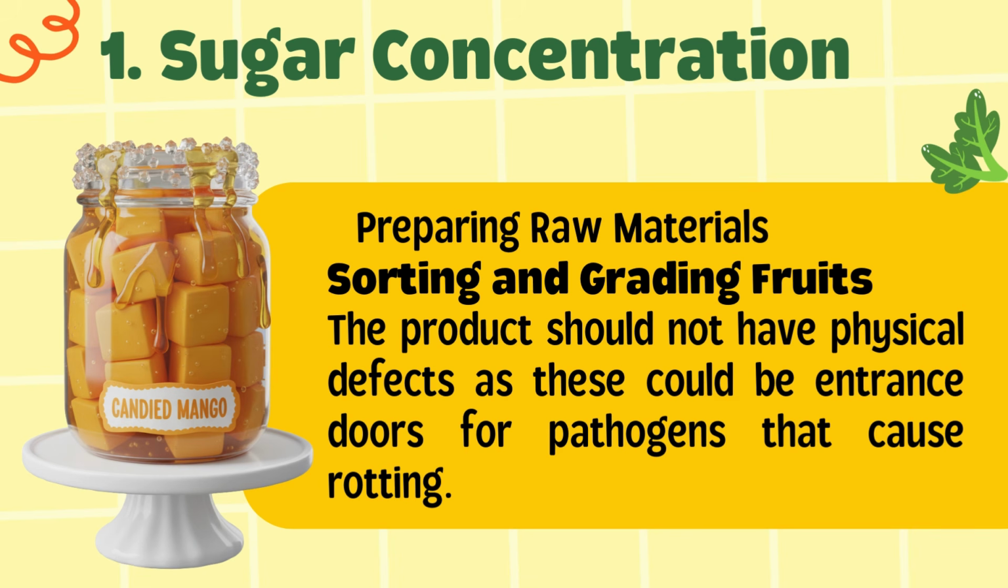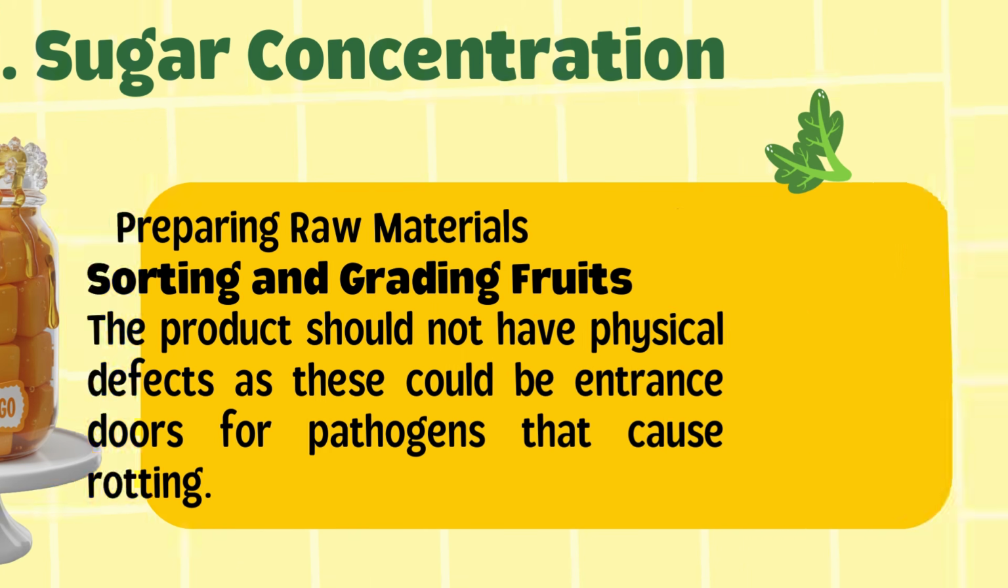Preparing raw materials. Sorting and grading fruits. The product should not have physical defects, as these could be entrance doors for pathogens that cause rotting. Before making products like jams or jellies, fruits must be sorted and graded to make sure they are good quality.